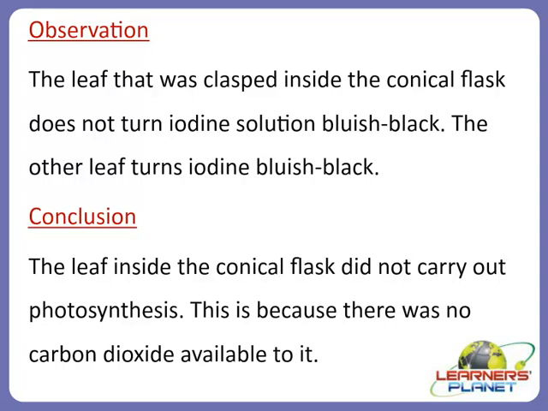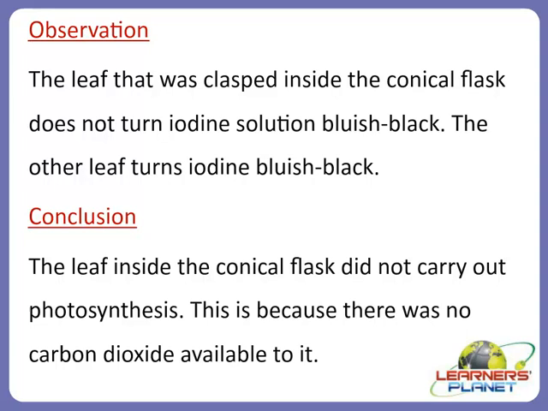So when we corked a part of a plant in the flask, it was not able to exchange the gas. It was not able to get the carbon dioxide. And that is why we can say that carbon dioxide is very much necessary for carrying out the process of photosynthesis. So I hope that you are clear with the experiment.